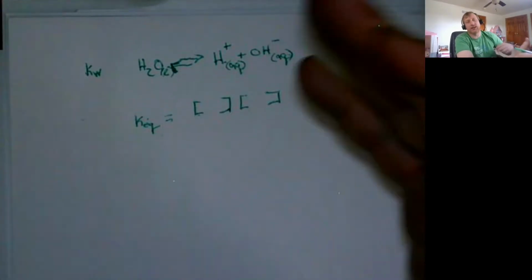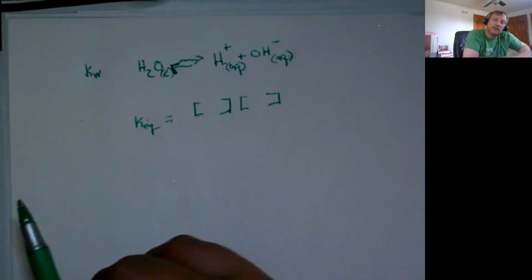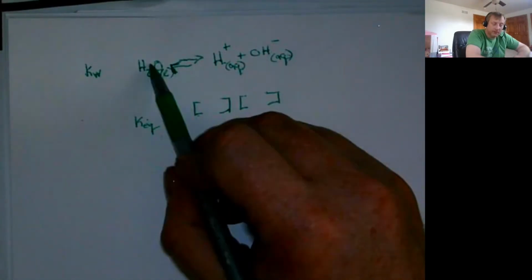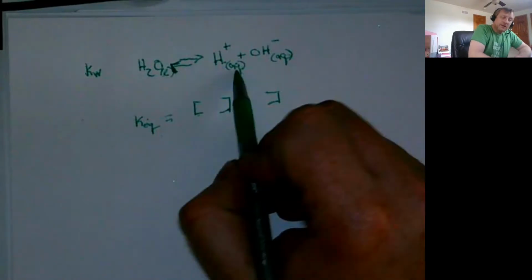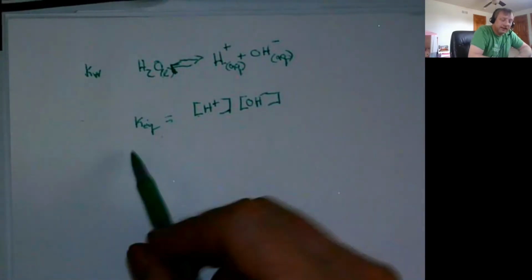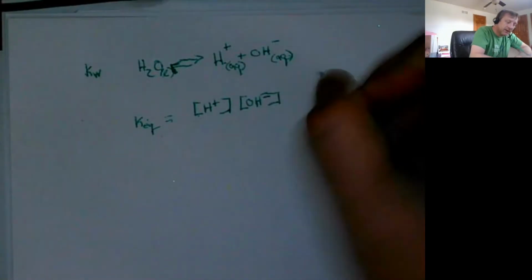But remember, in equilibrium problems, we only pay attention to gases or aqueous things, because liquids have a pure concentration of 1. We could write that into this expression, but it would just be divided by 1. So we're going to leave out the water. It's a liquid. These two items, though, are both aqueous. And so for water, the KEQ would equal the concentration of hydrogen times the concentration of hydroxide.